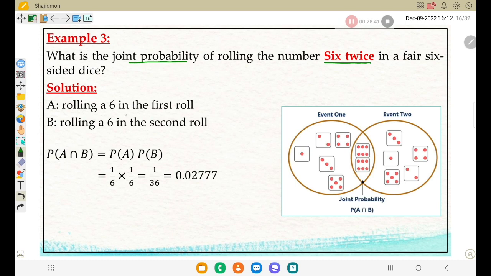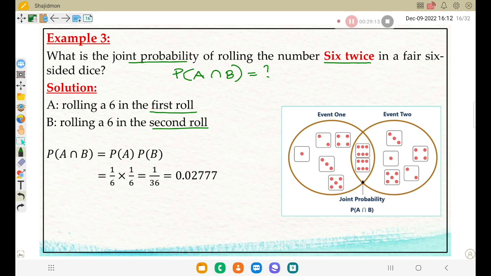So rolling a number 6 at the first roll is the event A. B means rolling number 6 at the second roll. Both should be 6. That is the question. So both should be 6 means we need to calculate the probability of A, the first roll being number 6, intersection the second roll being number 6. So probability of A intersection B equals how much? A means the first roll is 6, and the second roll is 6, both coming together.